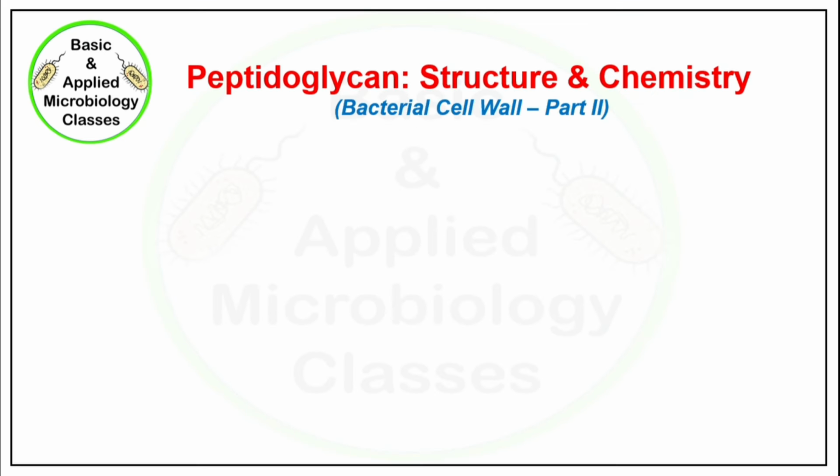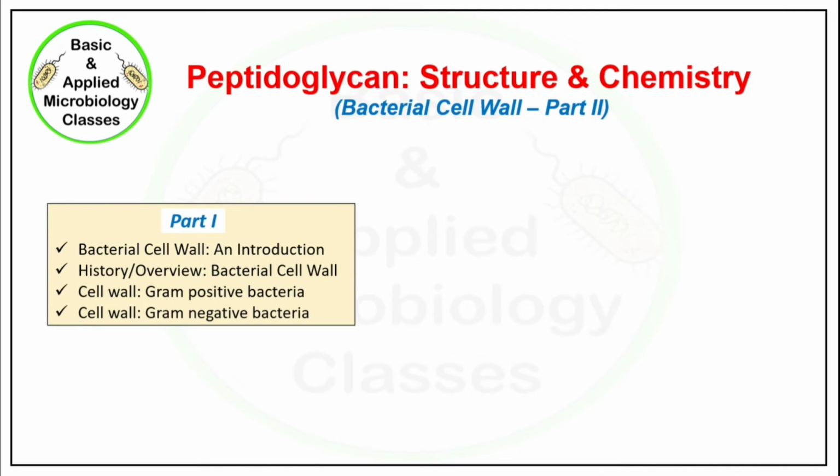So today we are going to talk about peptidoglycan structure and chemistry. This is part 2 of bacterial cell wall. In part 1 that I previously uploaded, we discussed the introduction, historical background and overview of bacterial cell wall, along with a detailed understanding of gram-positive and gram-negative bacteria cell wall. Today we are going to talk about peptidoglycan structure and chemistry. Peptidoglycan is one of the very important components of both gram-positive and gram-negative bacteria cell wall.